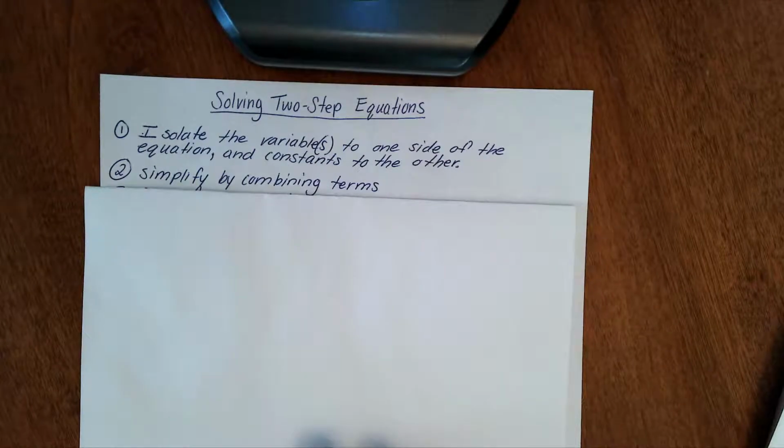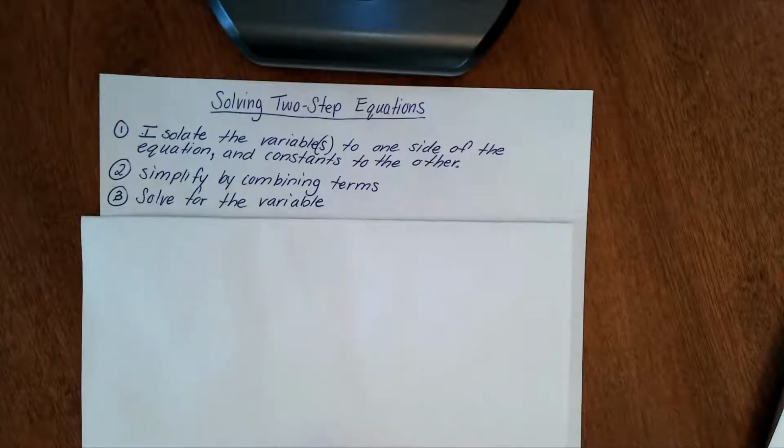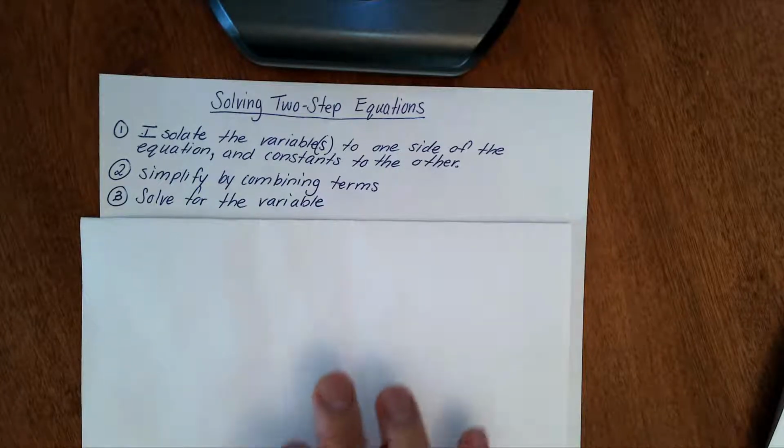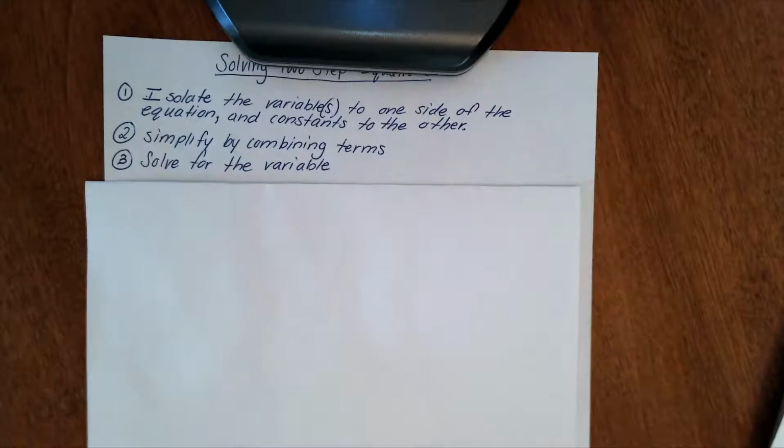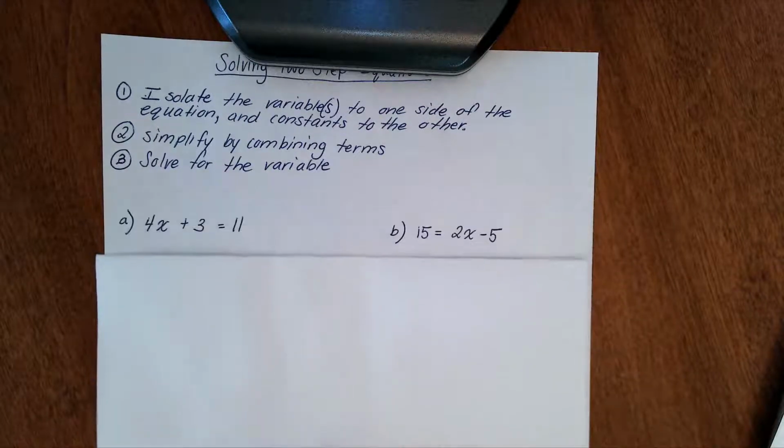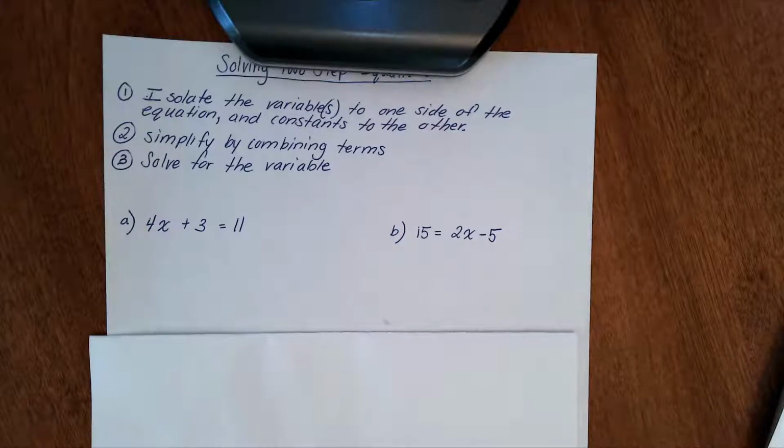We're going to simplify by combining like terms and then solve for the variable. Okay, so keeping these three steps in mind, let's try to solve these first two questions.